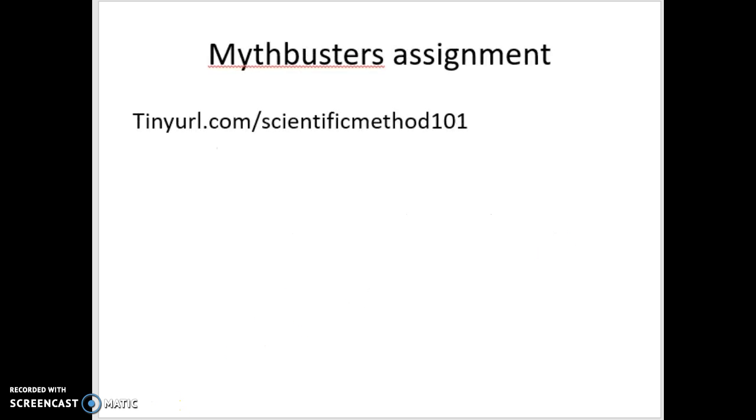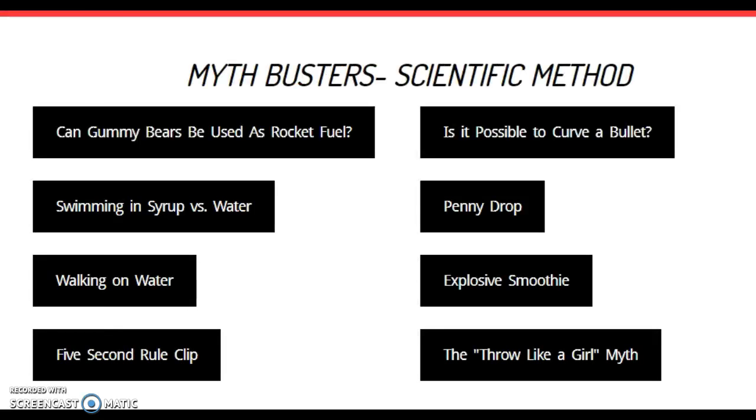Okay, very quickly, we're going to do a new assignment called the Mythbusters assignment. So if you can please copy this URL in your notes, or copy it into your URL on your iPad or your laptop, you should see something that looks like this. So you need to watch one of these clips and then label the problem from the clip, the hypothesis from the clip, the independent and dependent variable, and the results and conclusion in your worksheet on the back.